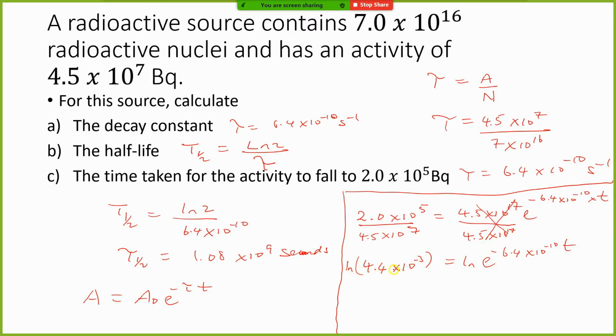When I ln 4.4 times 10 to the minus 3, I am getting minus 5.4, right? And of course that is now going to equal minus 6.4 times 10 to the minus 10 times t. We can go ahead and divide both sides by the minus 6.4 times 10 to the minus 10.